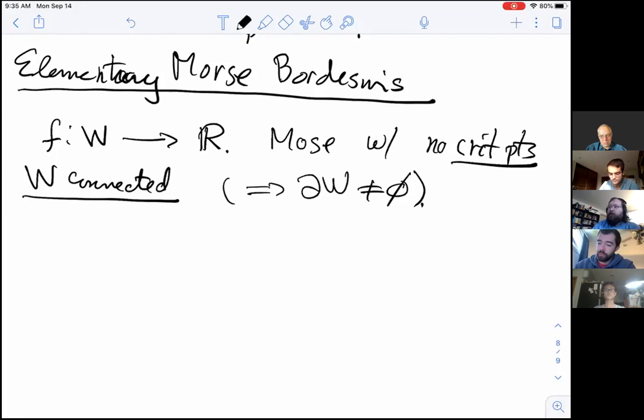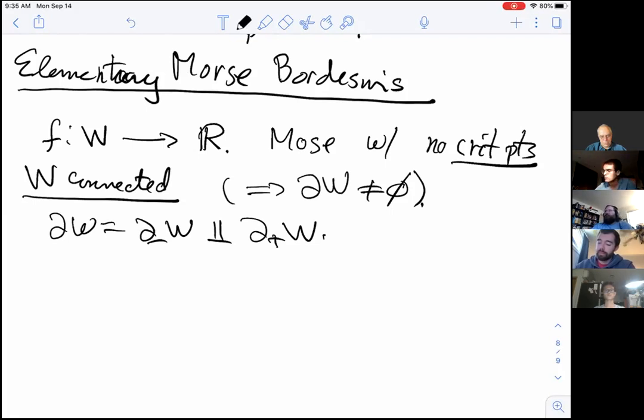And we have the division which comes from the Morse function: boundary W is boundary minus W, disjoint union boundary plus W. Sorry, boundary minus is where the function increases as we move away from the boundary. Boundary plus is where the function is increasing as we move toward the boundary.